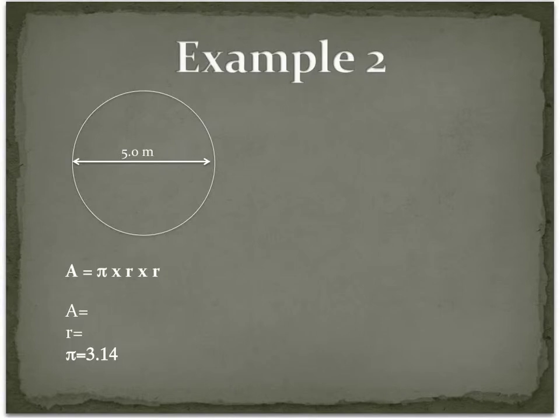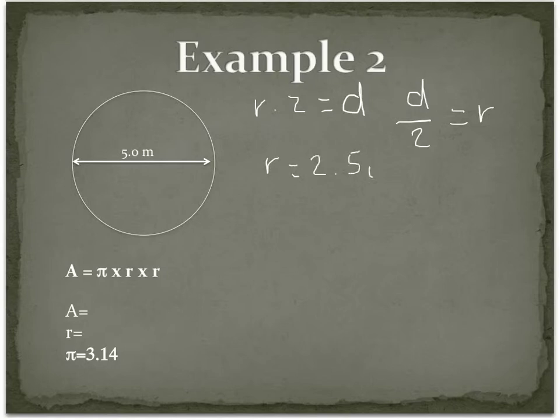So for our next example, we've been given the diameter, but we need to have the radius in order to put it into our equation. So you may remember from previous lessons that radius times 2 is equal to diameter, but diameter divided by 2 will also give us our radius. So our radius value is equal to 2.5 meters. So now what we're going to do is put our values into the equation.